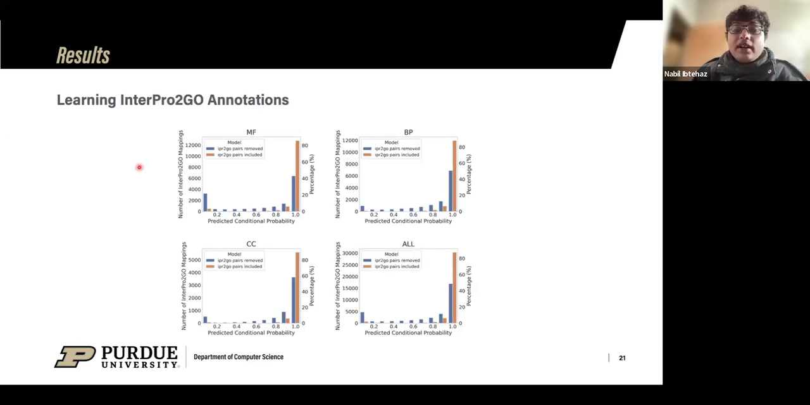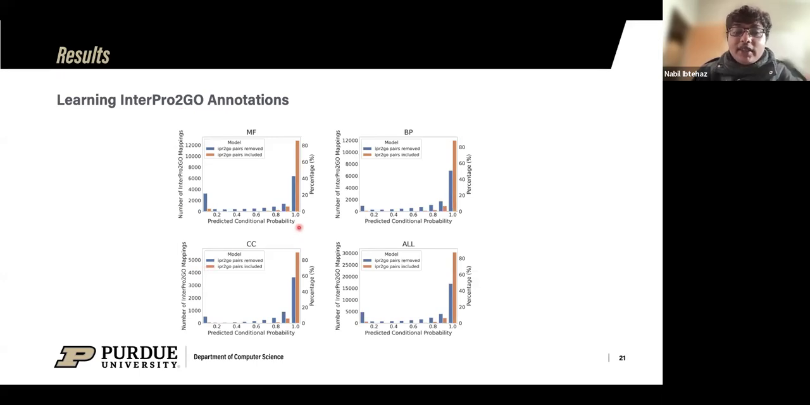Our self-supervised learning is based on contextual learning. So we would also like to see if it is possible to infer the manually curated InterPro-to-GO annotation from our embedding. In order to do so, we take our trained model, we pass the InterPro domain and GO pairs from the InterPro-to-GO mapping, and then we compute the conditional probability.